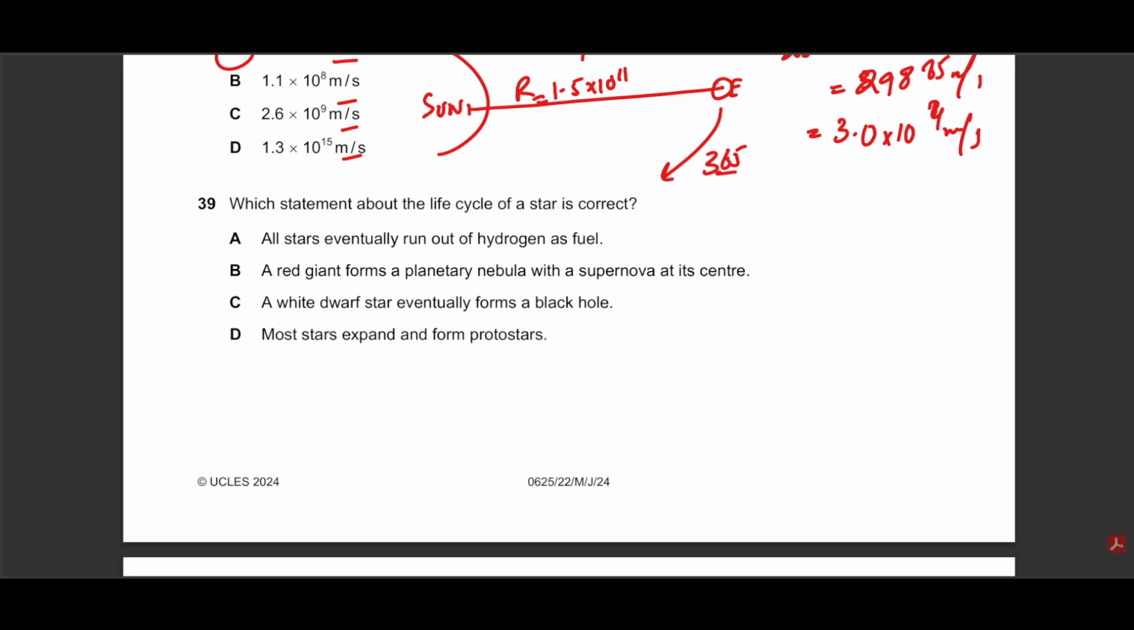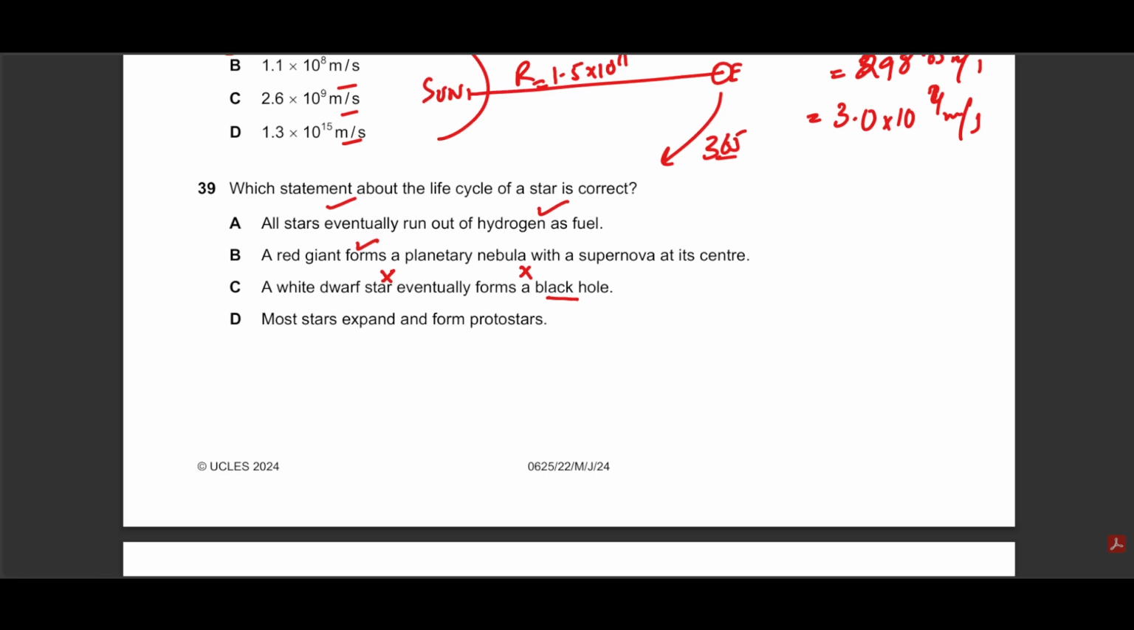39. Which statement about the life cycle of a star is correct? All stars run out of hydrogen fuel. Yes, definitely. All stars do. A red giant forms a planetary nebula with a supernova at its center. Not entirely accurate. The nebula is formed at a different site. It's a different sequence. A white dwarf star eventually forms a black hole. No, it doesn't. A white dwarf is for a low mass star, and a black hole is for a high massive star.